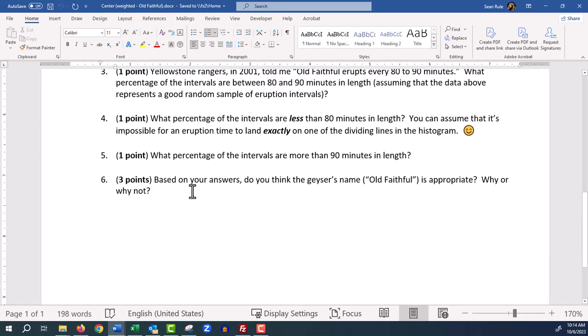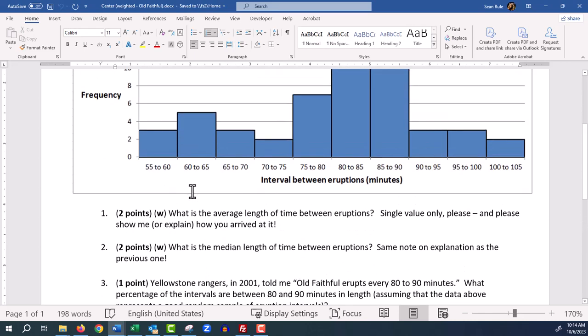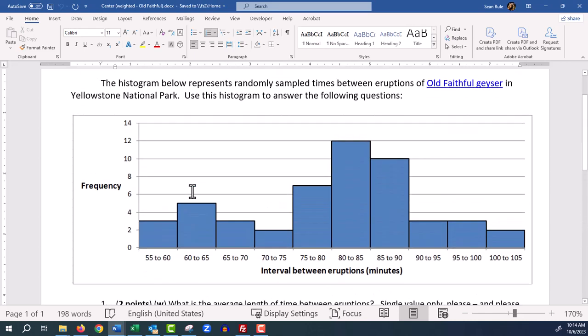And then number 3, based on everything you just said, what do you think? Is Old Faithful a good name? I used to always ask my students, why is Old Faithful so popular? And the easy answer is because it has a parking lot right next to it. You can drive right up to it. Which then begs the question, why do they have a parking lot next to Old Faithful?